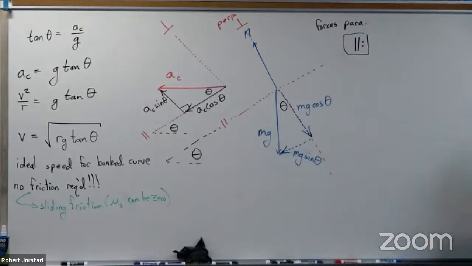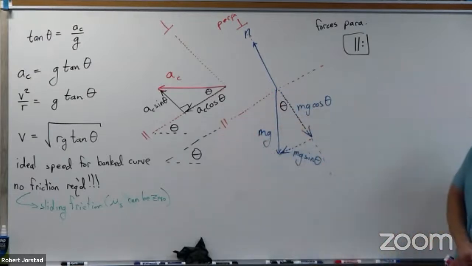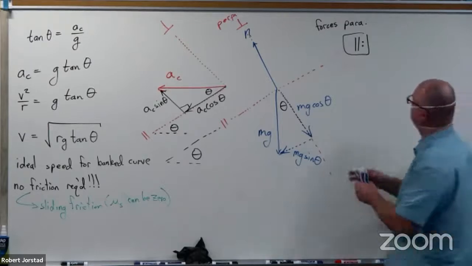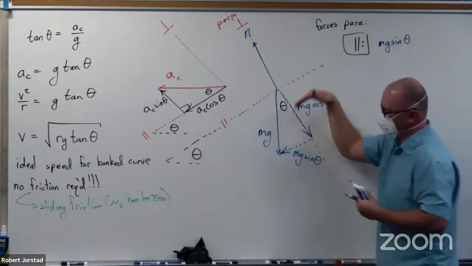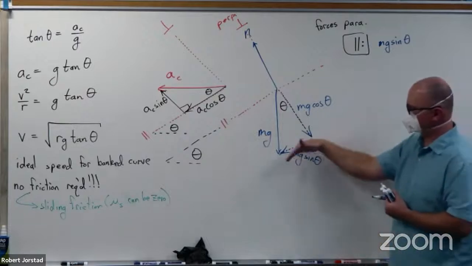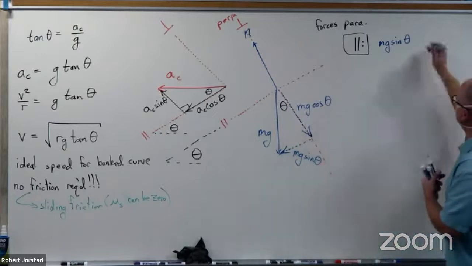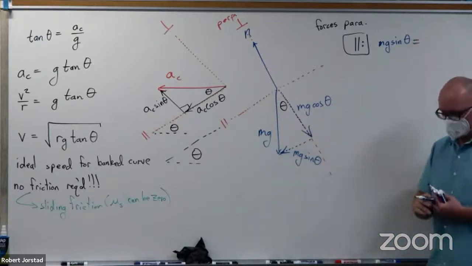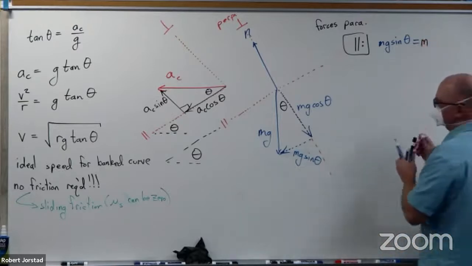Who's feeling brave? Michael, go for it. Give me one force, and we're calling this way positive, okay? What's one force in the parallel direction? Correct. Positive or negative in this case? Correct. Is there anything else going this way in the FBD? No. So then I write equals M times what? AC cos. AC cos. Do you agree?